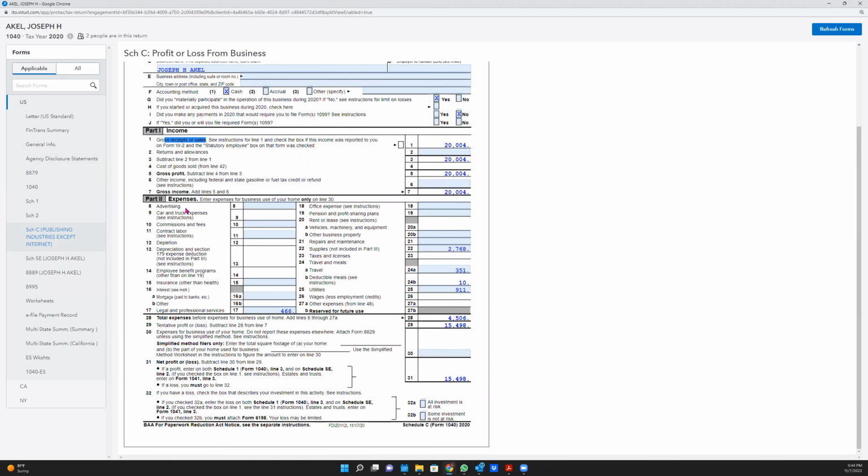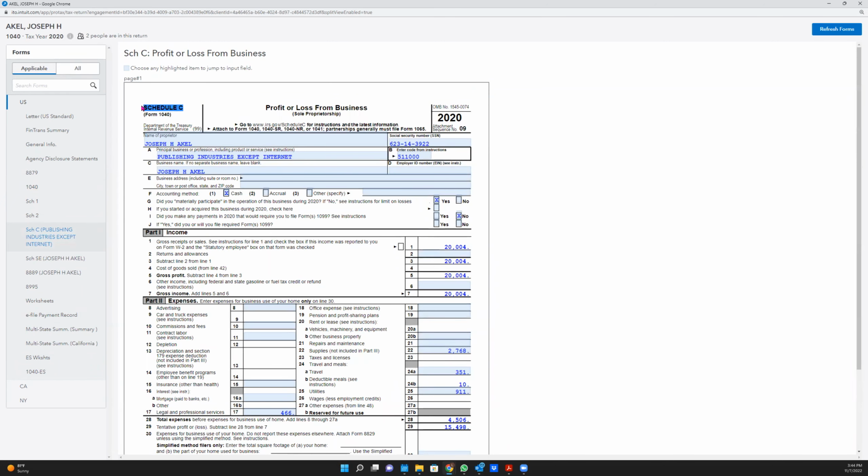And then we have other expenses, okay? So advertising, car and truck, commission fees, contract labor. You can read all of that. These are various expenses, and they're going to flow through here. And if the client is asking you, well, what is the net profit? This is where you find it. Line 31, this is his net profit from business.